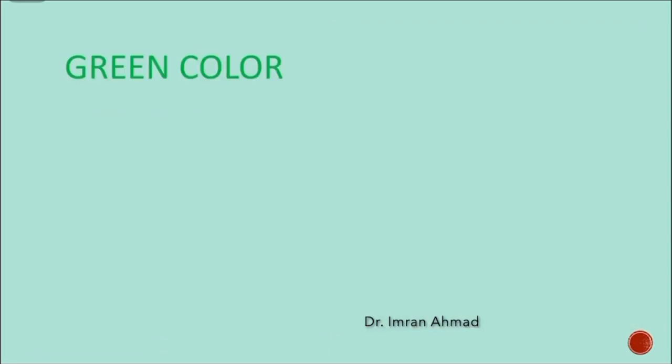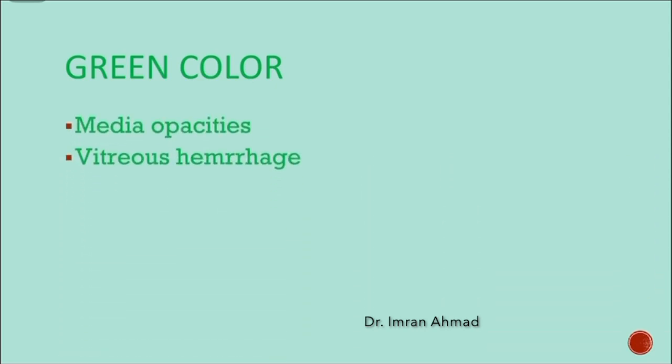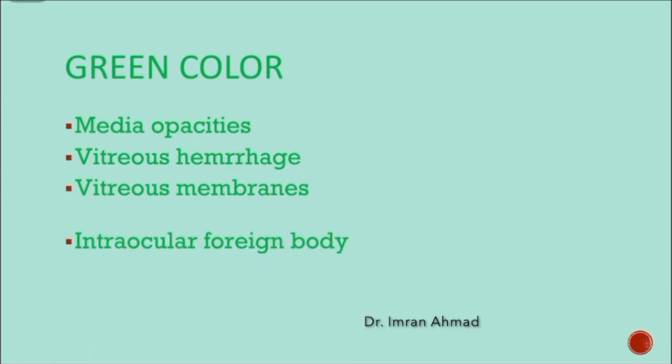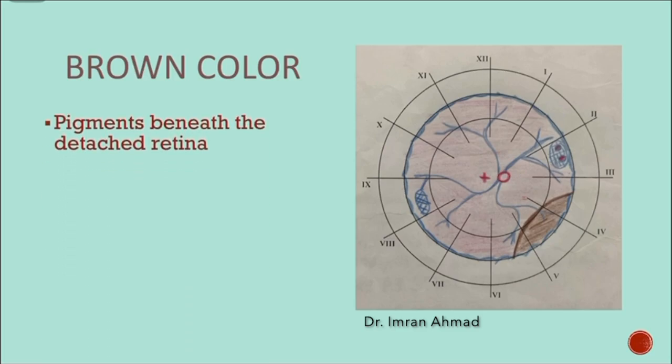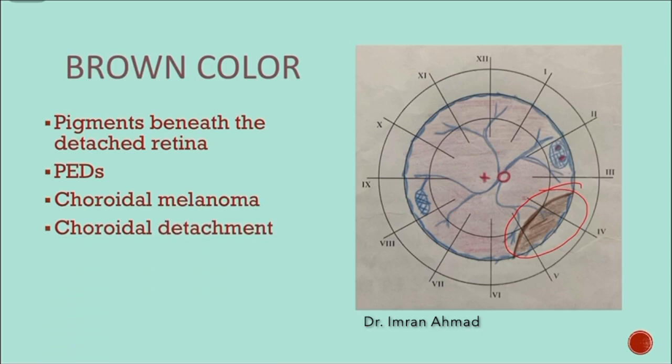Then the green color, anything which is in front of the retina is colored as green, that is media opacities, vitreous hemorrhage, vitreous membranes, intraocular foreign body, steroid hyalosis. So anything which is in front of the retina is colored as green. Then the brown color is specifically used for the choroid, like if there are pigment epithelial pigments beneath the detached retina, if there are pigment epithelial detachments, if there are choroidal lesions or choroidal detachment, choroidal melanoma, all these are colored as brown.